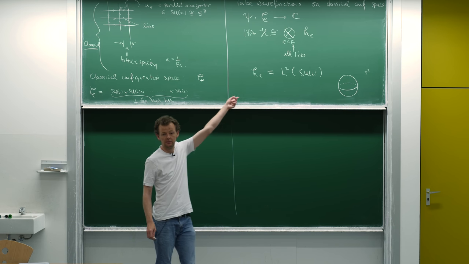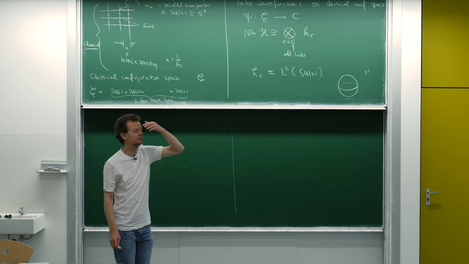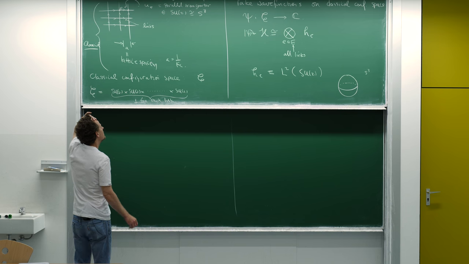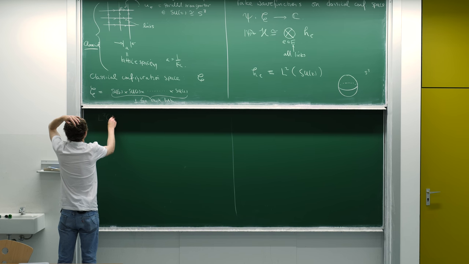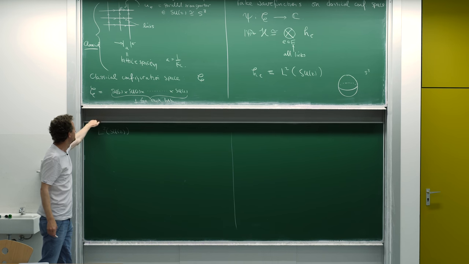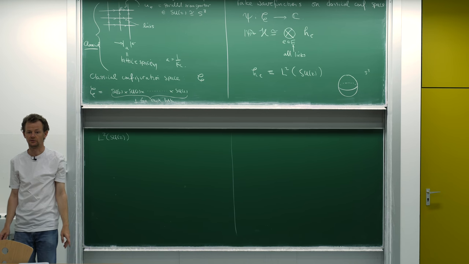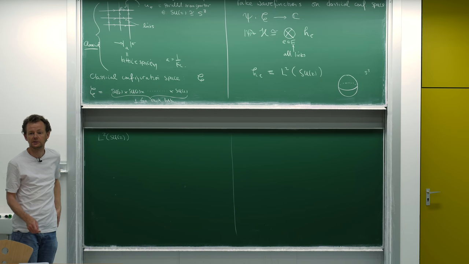We now understand the kinematical Hilbert space for Hamiltonian lattice gauge theory. It's no more complicated than that. So let's try and understand this little space first. I've given you a definition of the kinematical Hilbert space. It's written right there. Really, the naivest one basically works.